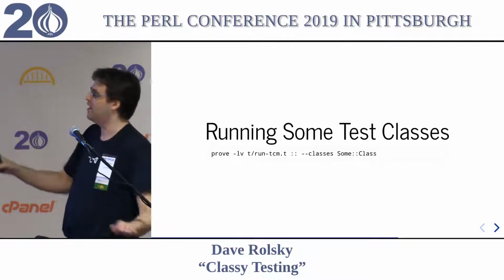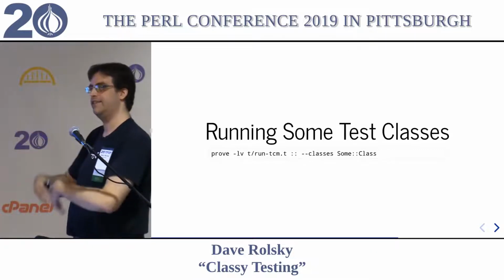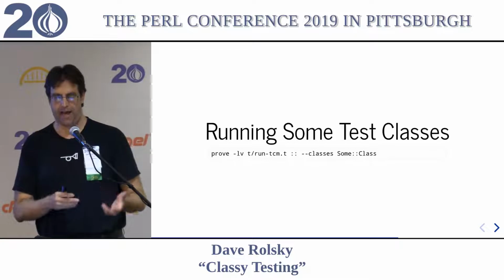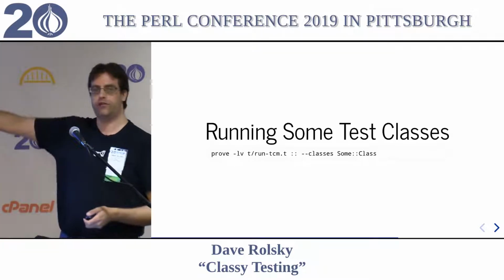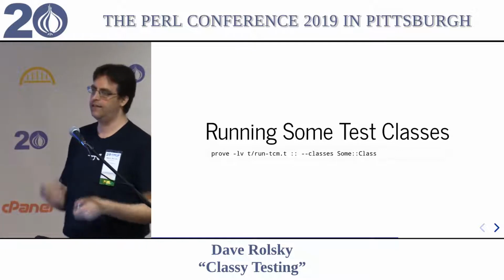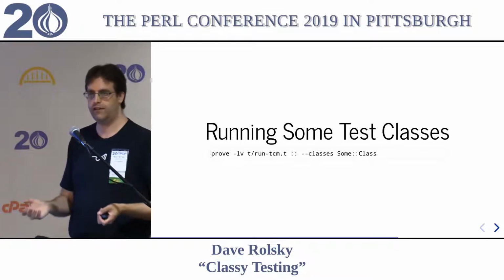So anyway, the -lv is being passed to prove. The --classes with a class name is being passed to Test::Class::Moose CLI. What this is saying is I only want you to run this one class. That's definitely going to come up a lot: you just want to run one class or a subset of your classes.